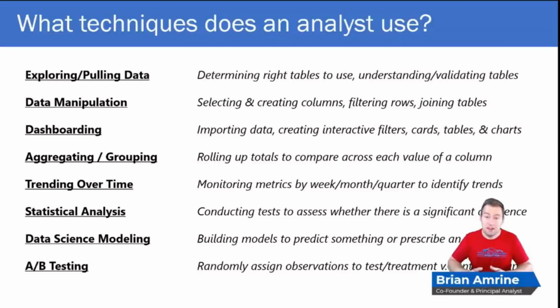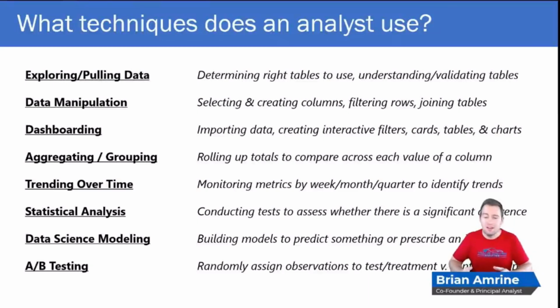Performing statistical analysis is a critical skill that especially a data scientist is expected to be able to do. You might conduct a t-test to assess whether there's a statistical significance across two groups. It's one thing to just look at how different two groups are. It's another thing to determine whether that's potentially just due to random chance or actually statistically significant.